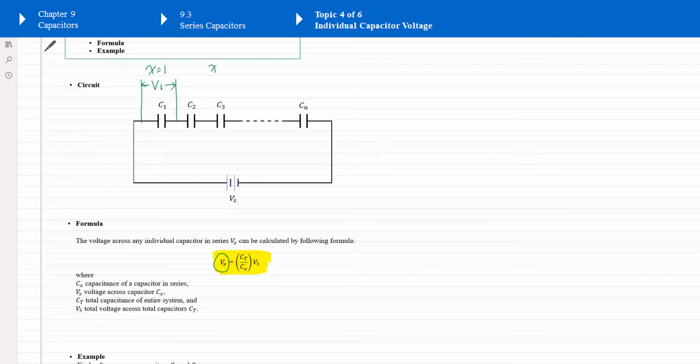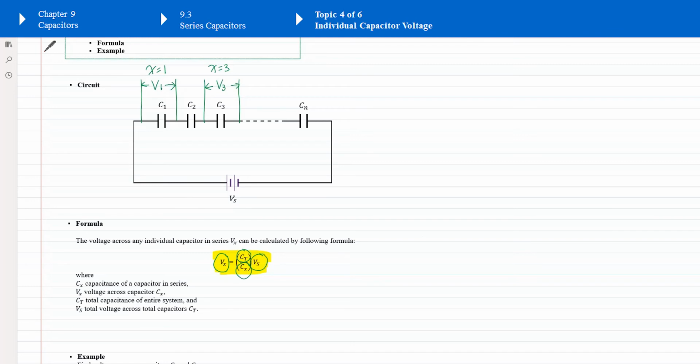If x equals 3, we refer to capacitor 3, C3. The voltage drop on capacitor 3 is V3. Vx can be calculated as the total capacitance of the system, Ct, divided by its capacitance, Cx, times the total voltage applied to the capacitor system, called Vs.